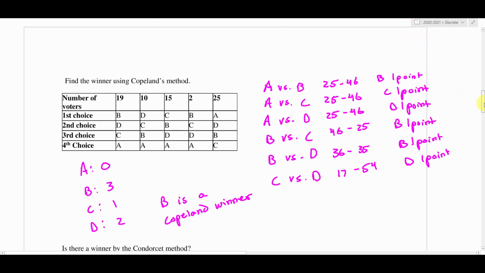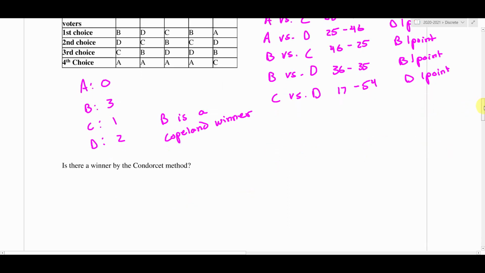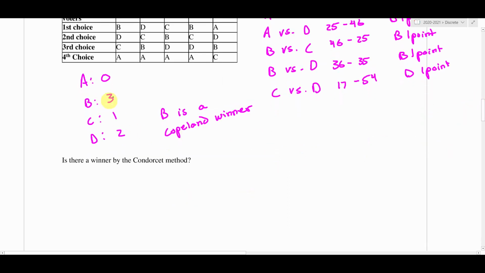And so I'm looking at B because they were a Copeland winner, and I'm looking here in this matchup, B beat A, in this one B beat C, and in this one B beat D. And those are the 3 wins that they need, right? So I can see those 3 wins in the Copeland results. So B is also a Condorcet winner.